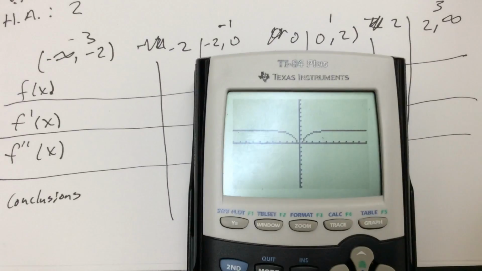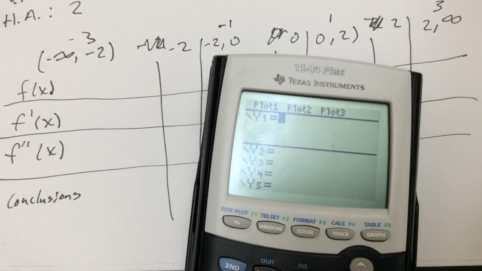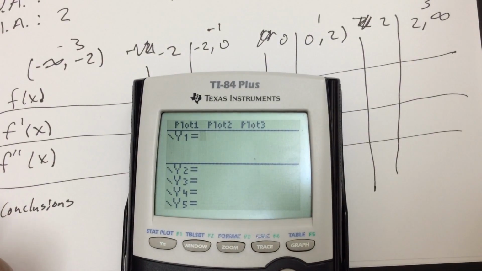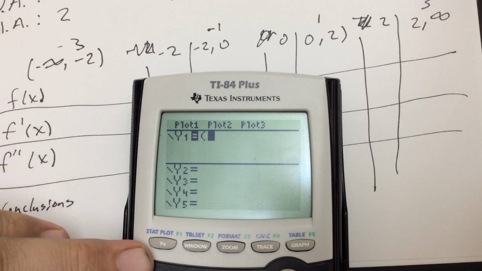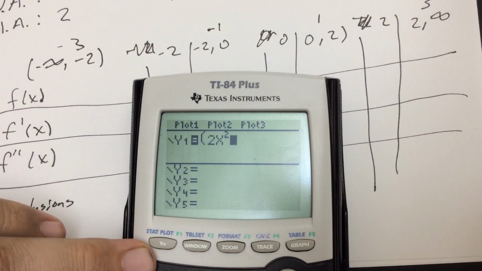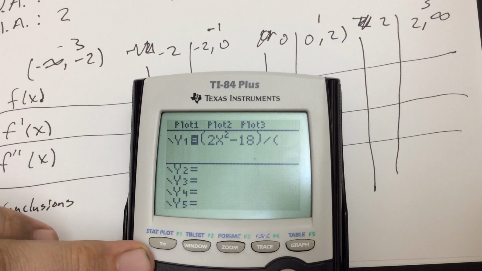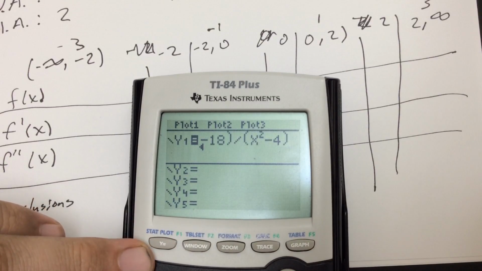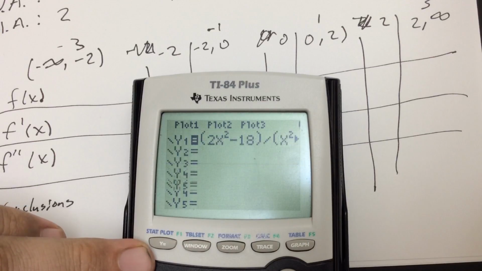Now it's graphing calculator time, because this is going to save us a lot of time. If we go to y equals, clear out whatever's there. The first thing we're going to put in is our original, parentheses 2x squared minus 18, close the parentheses, divide. Now the entire bottom: x squared minus 4, close. So your y1 is your original function. Y2 is going to be your first derivative, which we ended up getting 20x on top divided by x squared minus 4 squared.